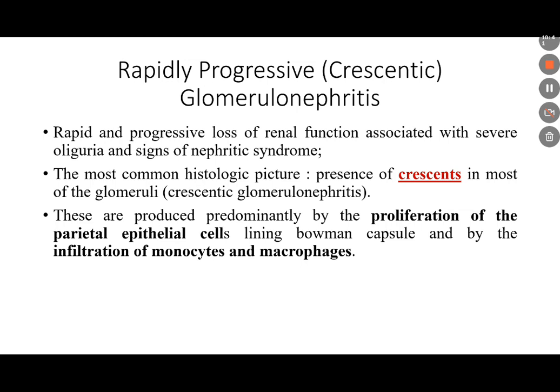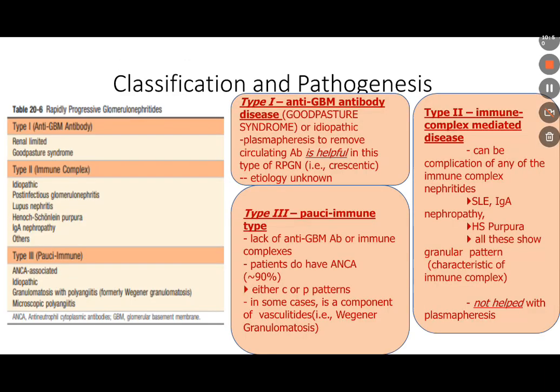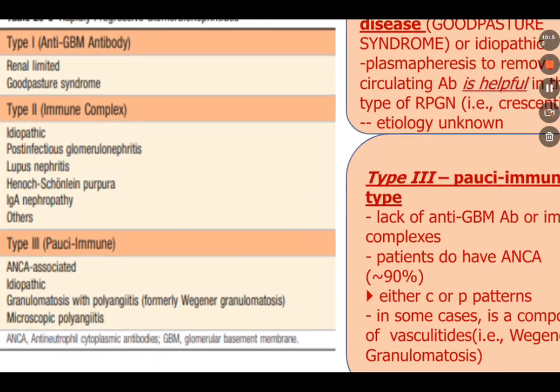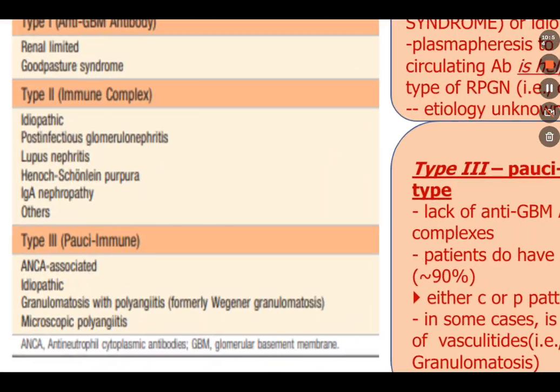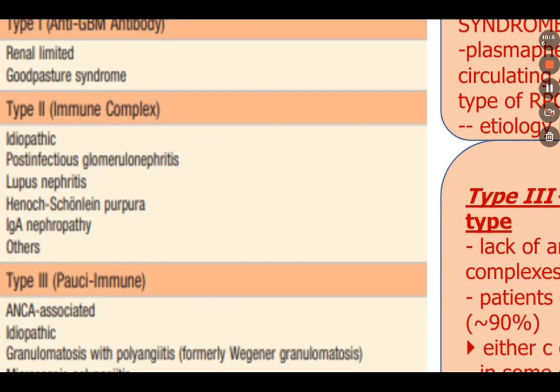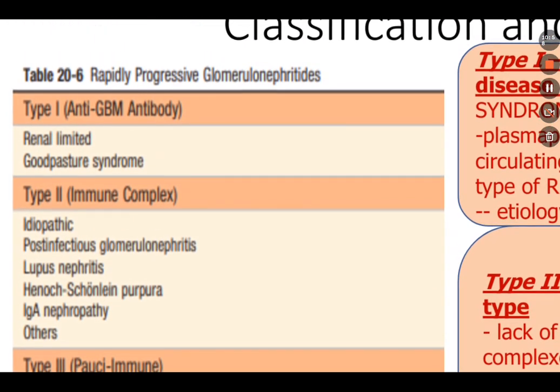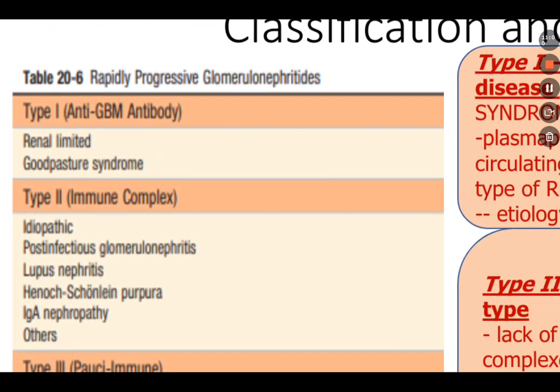Now these crescents are produced because of the proliferation of the parietal epithelial cells, and also monocytes and macrophages are coming there. So rapidly progressive glomerulonephritis is divided into three types. Type 1 is anti-GBM antibodies. So the antibodies are produced against the glomerular basement membrane. It can be renal limited or Goodpasture syndrome.